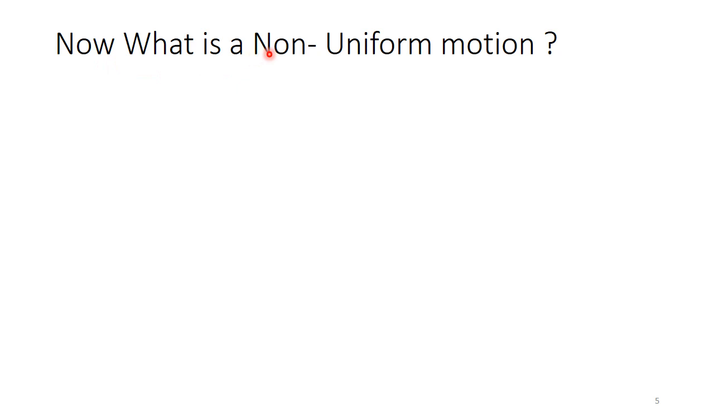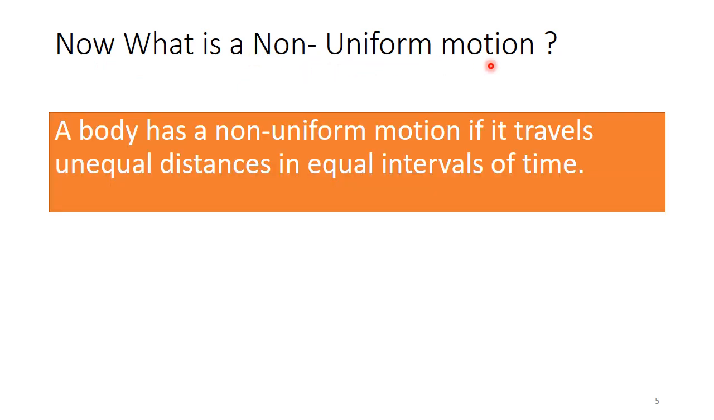Now, what is a non-uniform motion? A body has a non-uniform motion if it travels unequal distances in equal intervals of time.